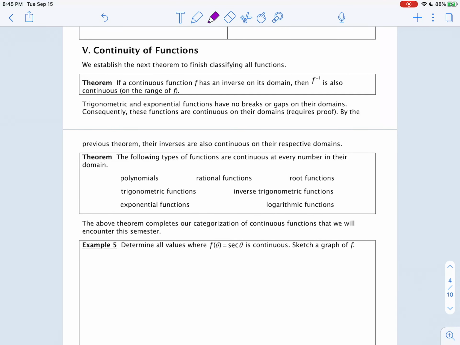Okay. In general, another theorem is that if a continuous function has an inverse, remember it has an inverse if it is 1 to 1. In other words, if your function passes the vertical line test, it is a function. But if your function also passes the horizontal line test, then it has an inverse. And that inverse is also going to be continuous. So your trigonometric and exponential functions have no breaks or gaps on their domains. Okay.